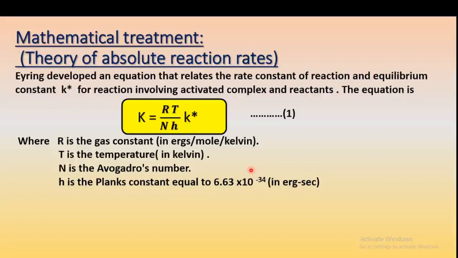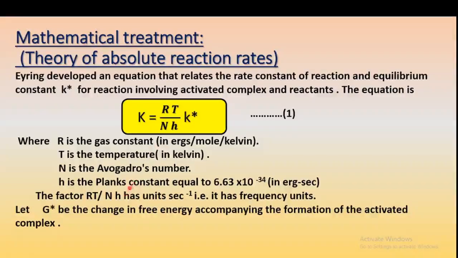So, Eyring developed the equation to relate the rate constant, that is this k, the specific reaction rate constant, and the equilibrium constant K star. This factor RT upon Nh has a unit of second inverse, which indicates that it has frequency units, because frequency also has the unit second inverse or hertz, and RT upon Nh also has the unit second inverse. Therefore, we can say that this factor RT upon Nh has frequency units.